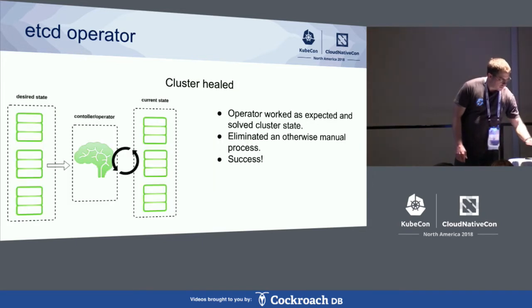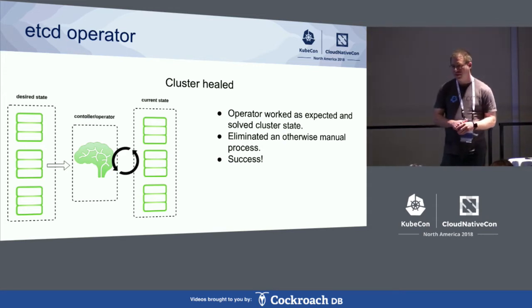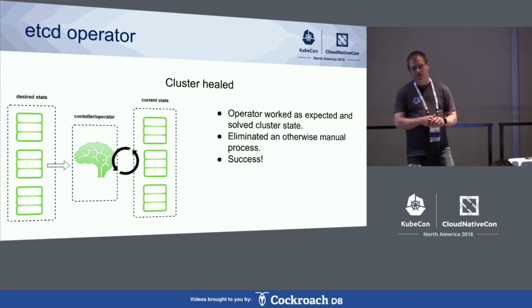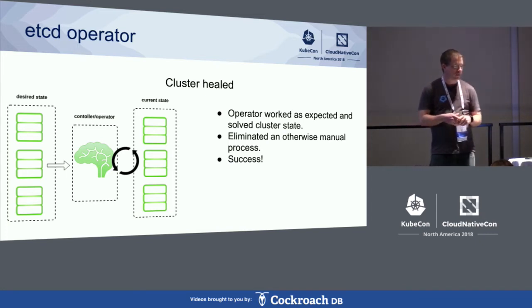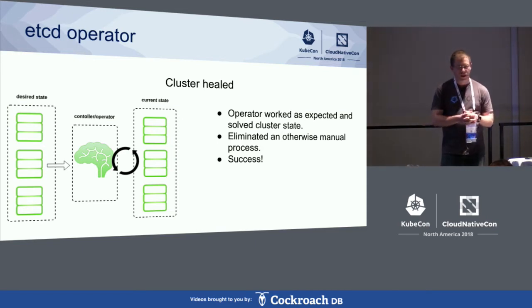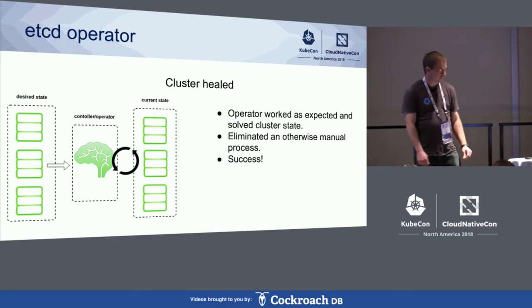All right, so etcd operator has succeeded, right? It has taken a failure state of a single node that would have required manual interaction with the API and has solved for that, right? So this is a great example of what it does well.